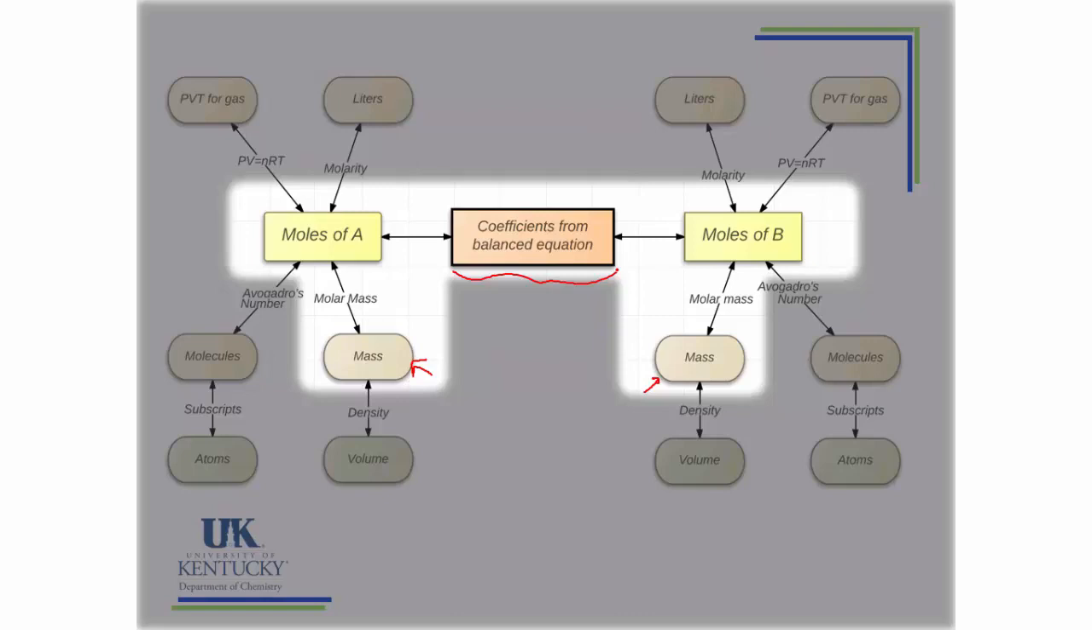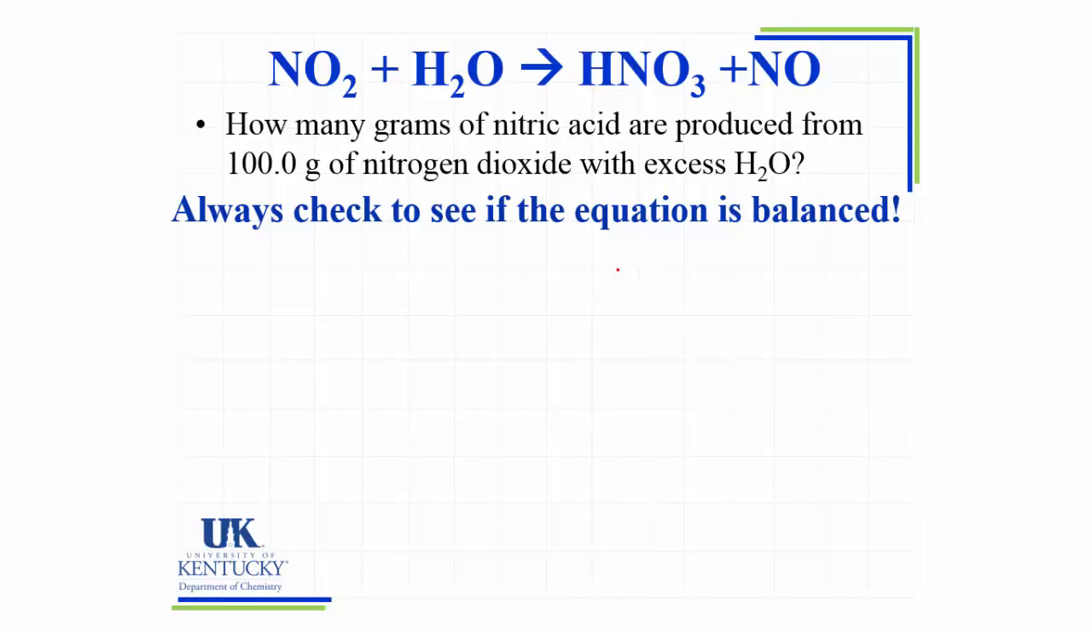This step here in the middle, converting from moles of A to moles of B using our coefficients from the balanced chemical equation, is going to be done in every single problem. So let's look at an example of how we would do this. First, we have an equation. We do want to check to make sure it's balanced.